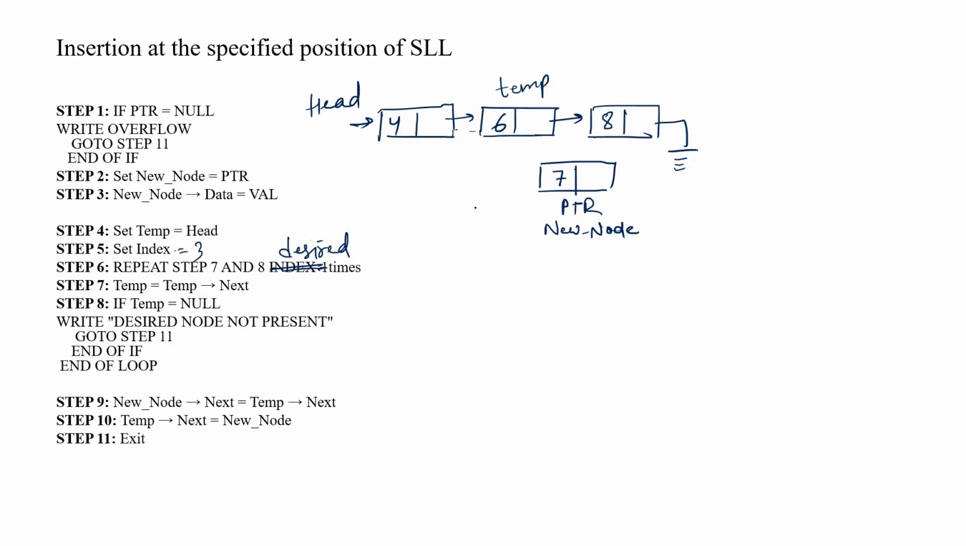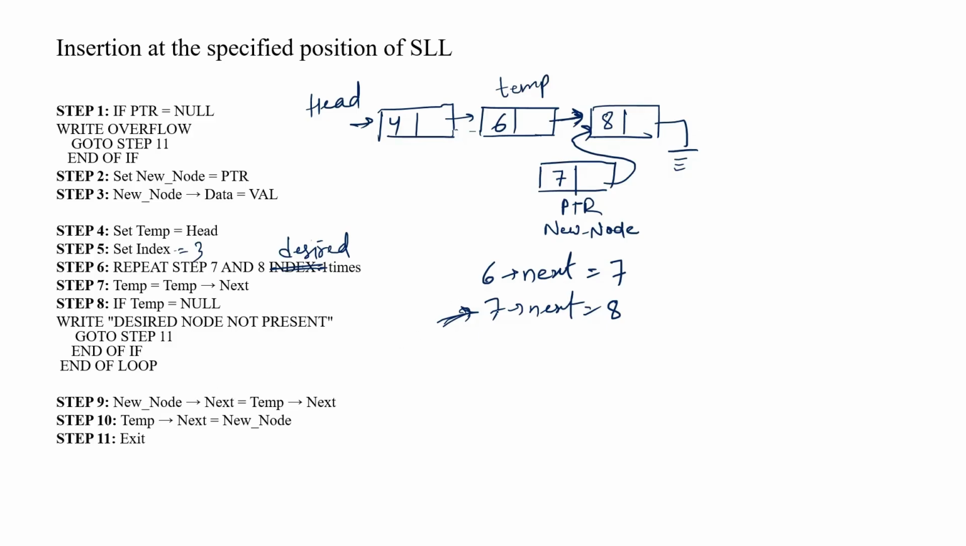Now, we just have to connect 6 with 7. If you want to connect 6 with 7, you will write 6 to next is equal to 7. If you want to connect 7 with 8, you will do 7 to next is equal to 8. You have to remember that this step we are going to do first. We are going to connect this 7 to 8 first, because we should have the link of this temp here. That's why this will be your next step.